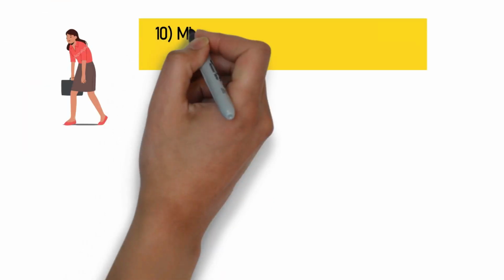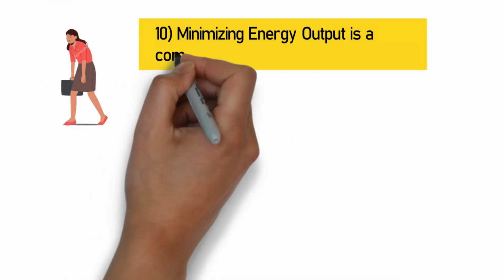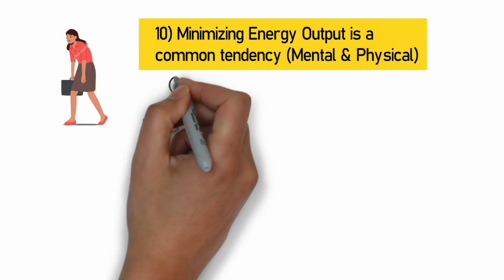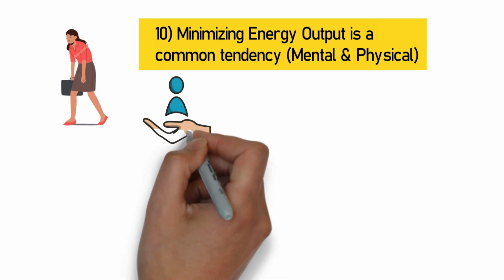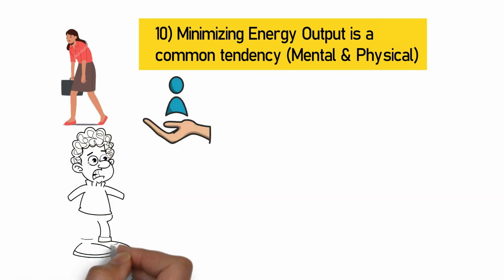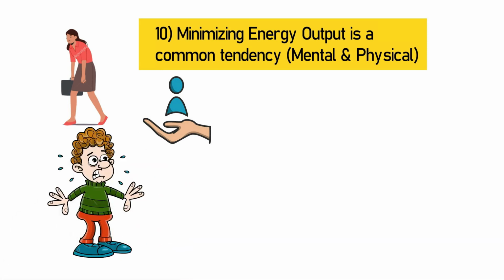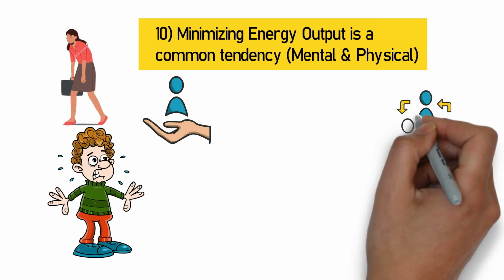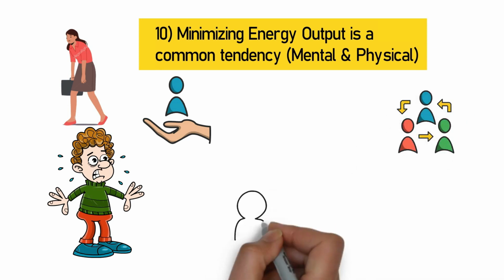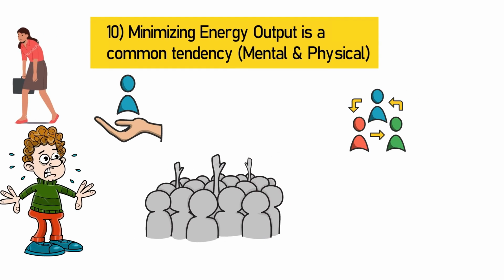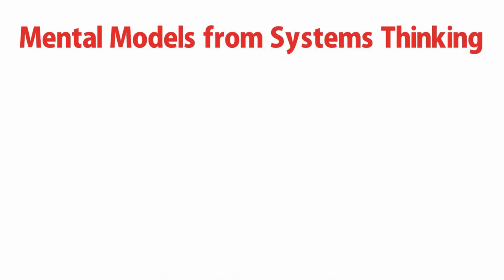Number 10. Minimizing energy output is a common tendency, mental and physical. Any biological organism that was wasteful with energy would be at a severe disadvantage for survival in a physical world governed by thermodynamics and competition for limited energy and resources. As a result, we see that most people's behavior is governed by a desire to use as little energy as possible. Mental models from systems thinking.